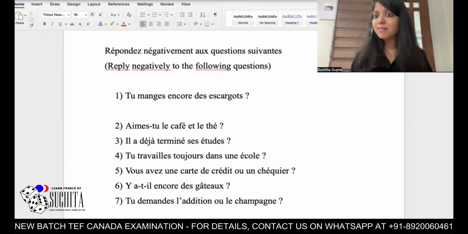Tu manges encore des escargots, which means you still eat some snails. Now, if I pose you this question, what will you reply? No, I no more eat. So basically, tu will change into je. And now, the word over here is encore. Encore means still. What is the negation of still? The negation is ne, verb, plus. So this is je ne mange. And now for encore, the negation is plus. Je ne mange plus, which I've taught you in this video.